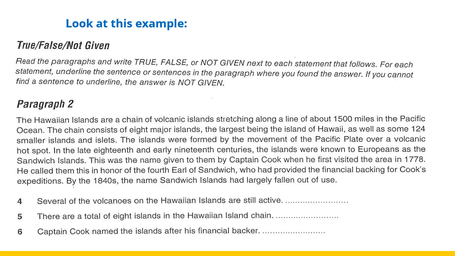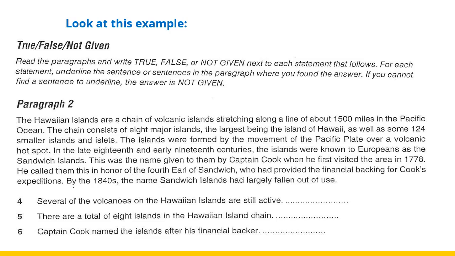Next one I have is number 5. Number 5 states the following. There are a total of 8 islands in the Hawaiian island chain. So in this case, it states a total of 8 islands, and I found that information in the second sentence, so I'm starting to read. The chain consists of 8 major islands, the largest being the island of Hawaii, as well as some 120 smaller islands and islets.